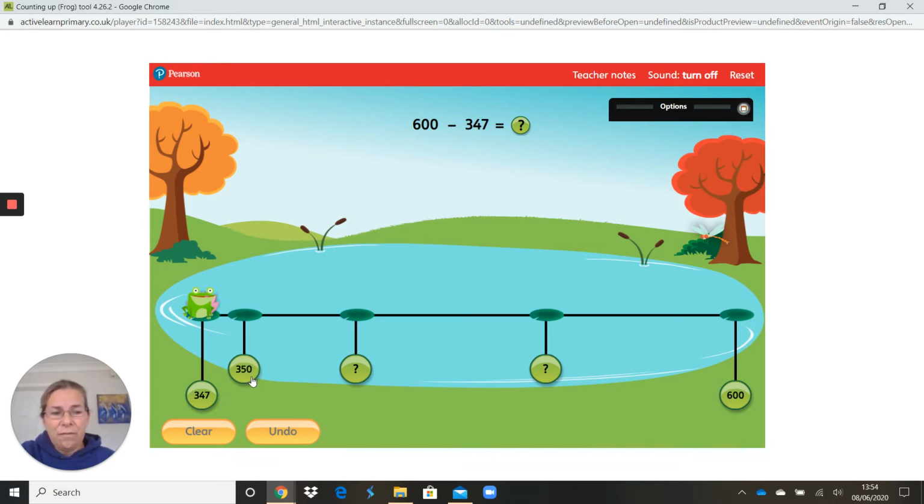From 350, what are we going to jump to next? We don't have to do all the little tens. That's a long way to get to 600. But we could go from 350 all the way up to 400, rounding it up. That's a jump, which we'll have a look at in a minute. So let's take the first step. From 347 to 350 is?